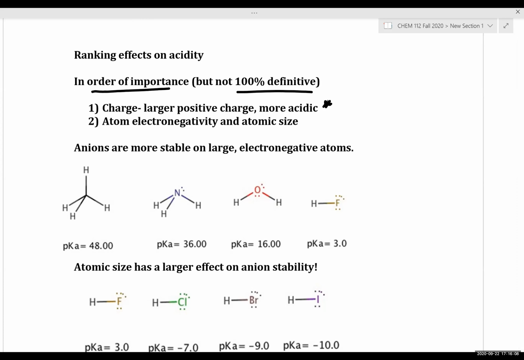The next is atom electronegativity and atom size, which can be summarized as atom effects. Remember, from atom effects, anions in general are more stable on large electronegative atoms, and atomic size has a larger effect on anion stability. The larger your atom, the more it is able to stabilize a negative charge over a larger region of space. Do these examples make sense to everyone? Does this look familiar to everyone?